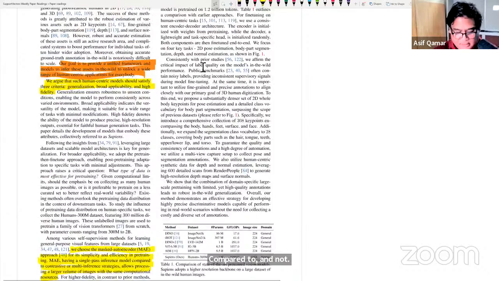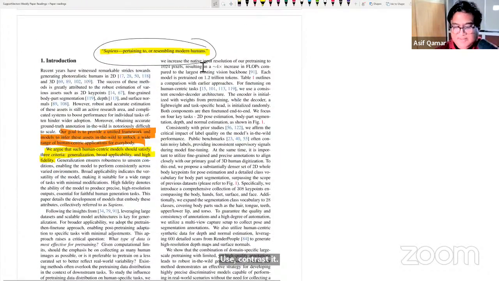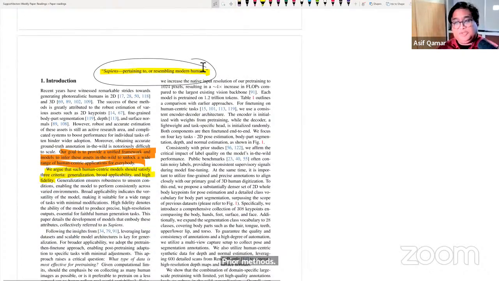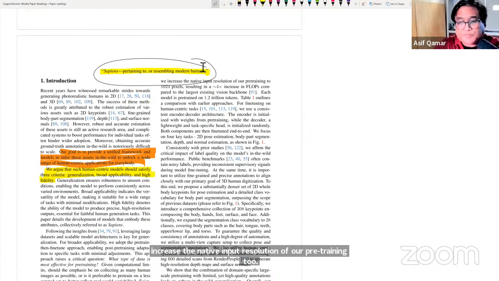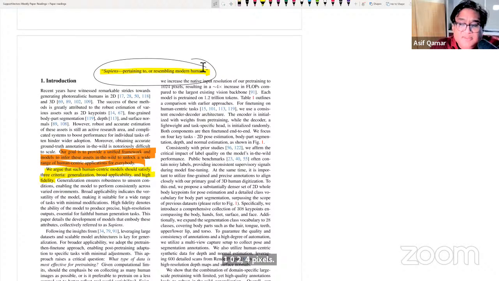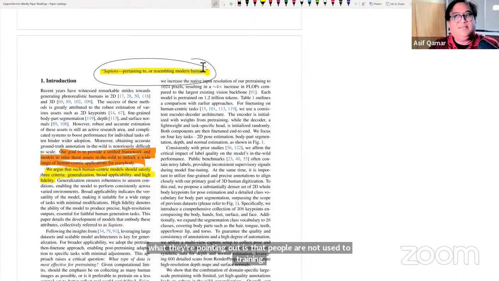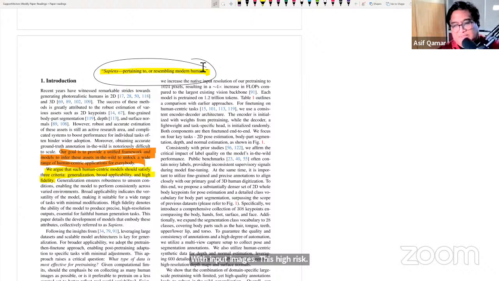For high fidelity, in contrast to prior methods, we increase the native input resolution of our pre-training to 1024 pixels, resulting in a 4x increase in floating point operations compared to the largest existing vision backbone. So what they're pointing out is that people are not used to training with input images this high res. That's another interesting thing. You should get an idea: why do we not increase the resolution of the input images?